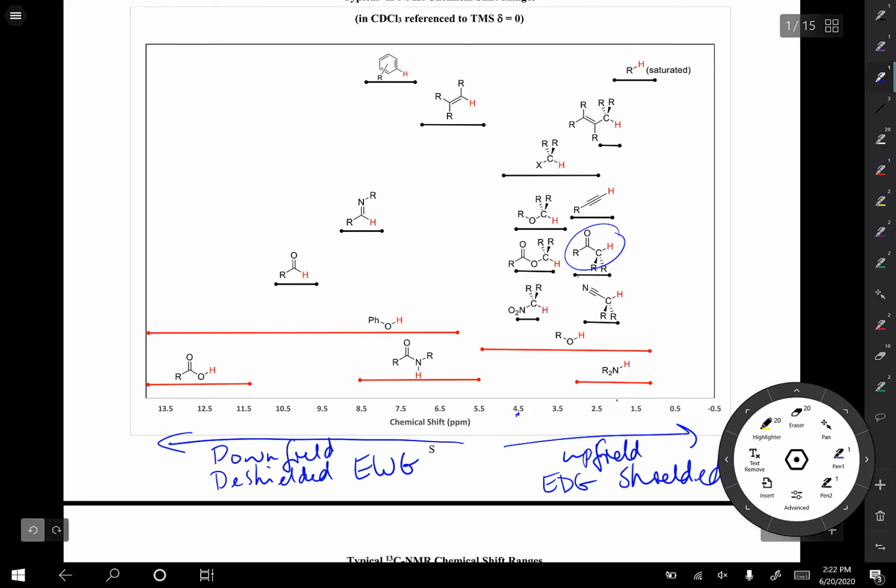Where does it take place? Between 2, that's not really a straight line. It's around between 2 and 3 ppm. Well, this is very close to our signal at 2.05, right? 2.05. What about when it's bound to an oxygen?